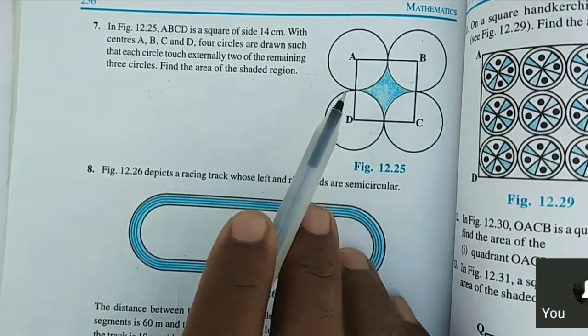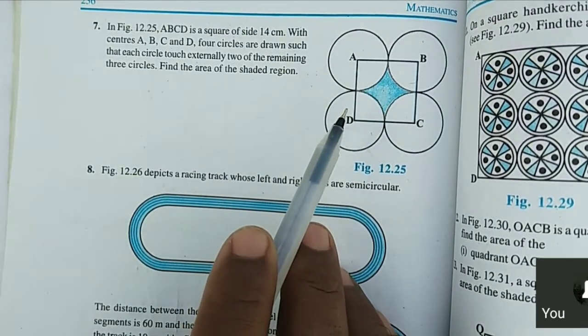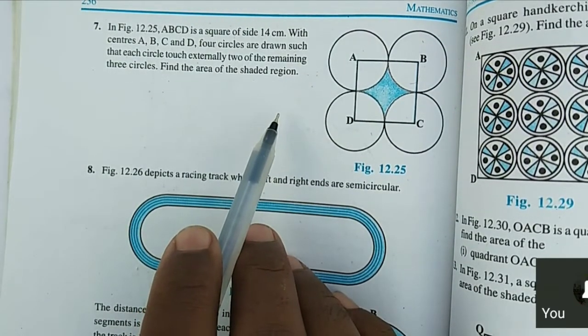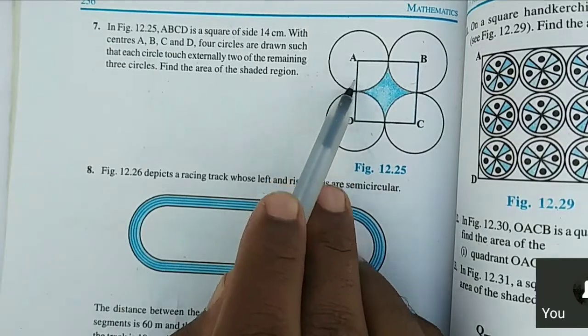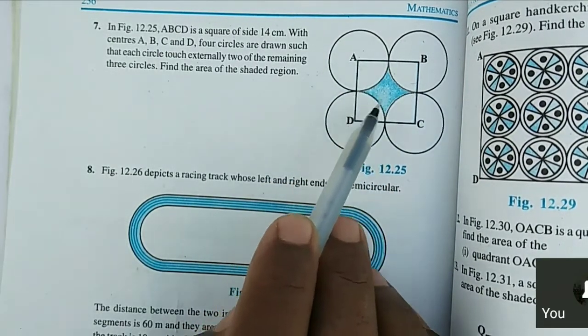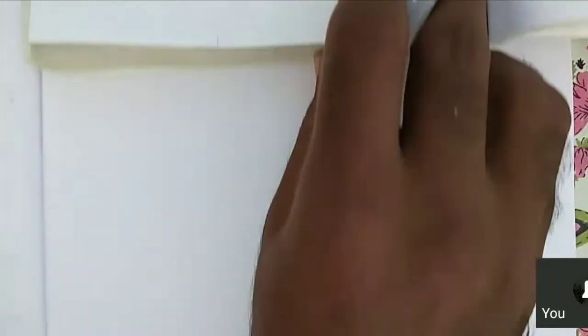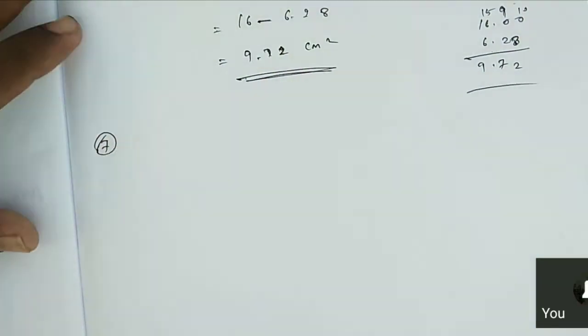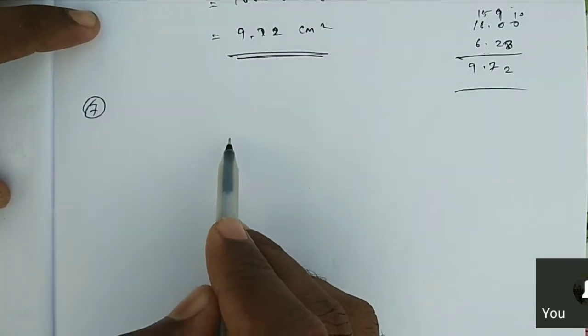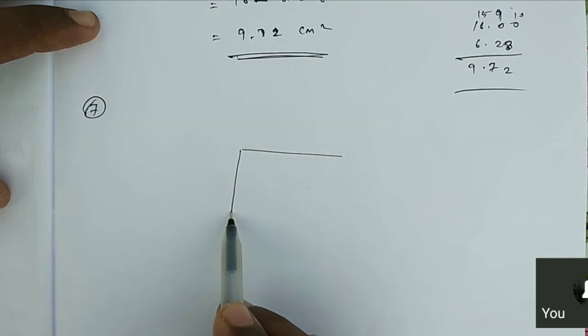Can anyone tell me how we can find it? What we did in the previous problem, the same thing. First, we should find the area of the square. In the square, we have 4 quadrants. That's all. So now we can find it. We should draw the diagram first. 4 circles. It is a little tough task to draw the circle.